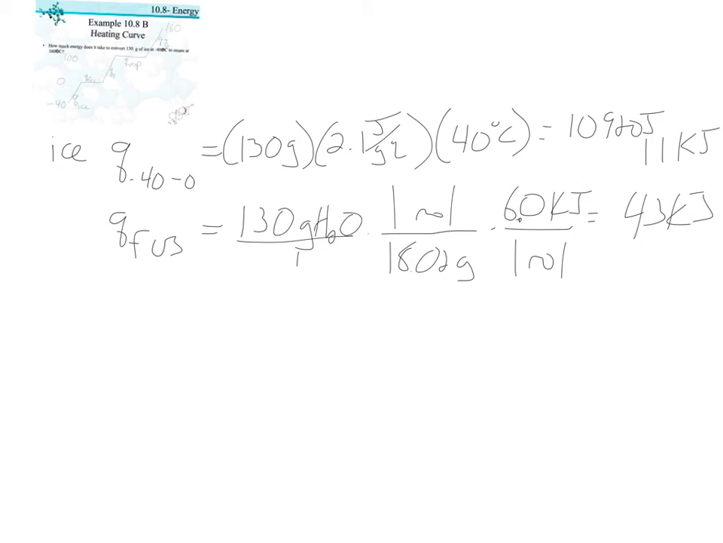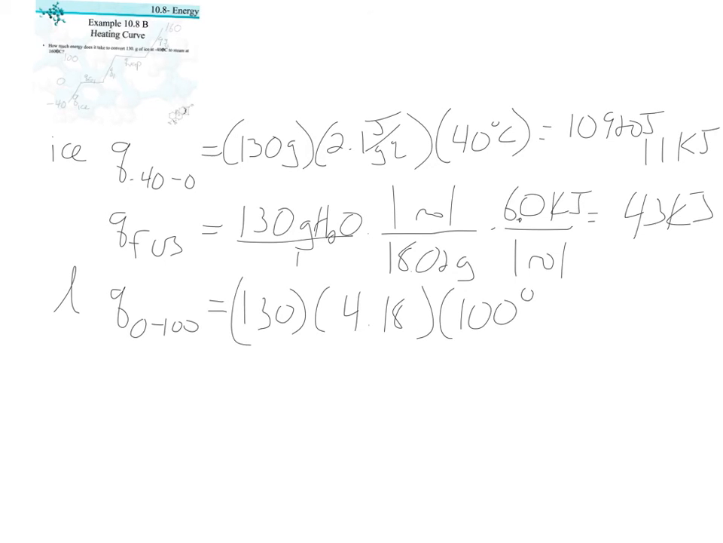Then we have liquid. And we're going from 0 to 100 degrees. So 130 grams, we're just heating it up, 4.18, because that's the liquid. And then we're changing it 100 degrees. Now water always goes 0 and 100. If you have something that melts at 20 degrees and boils at 50, you need to adjust your heating curve accordingly. So this one's going to be 54 kilojoules.